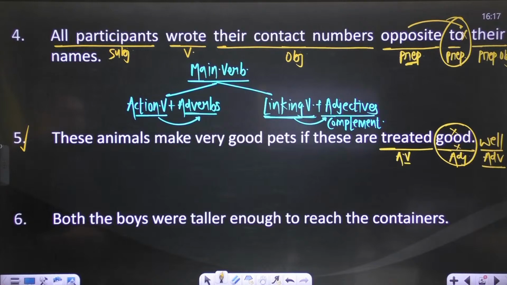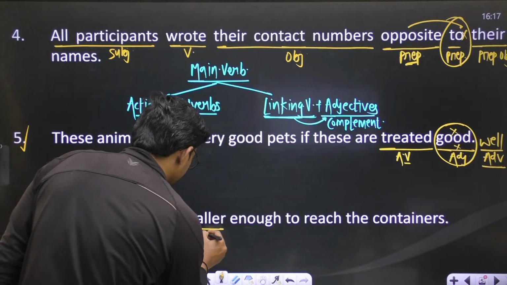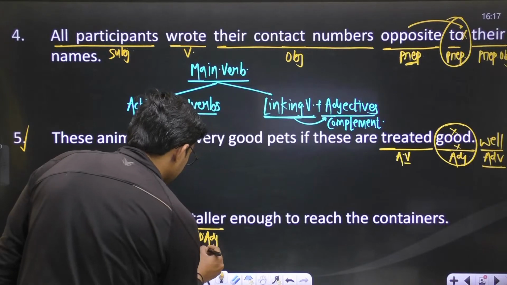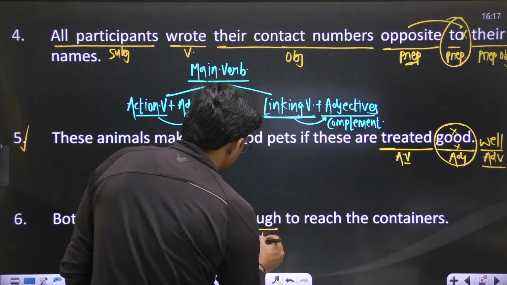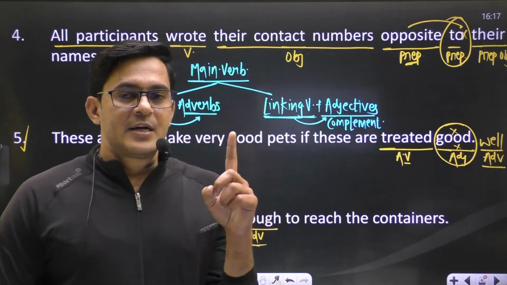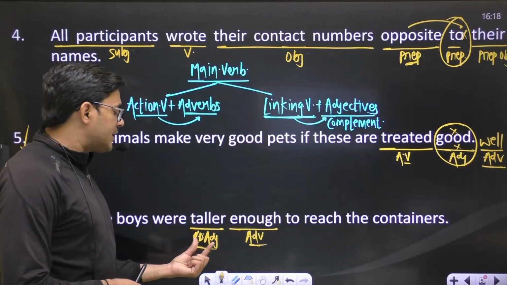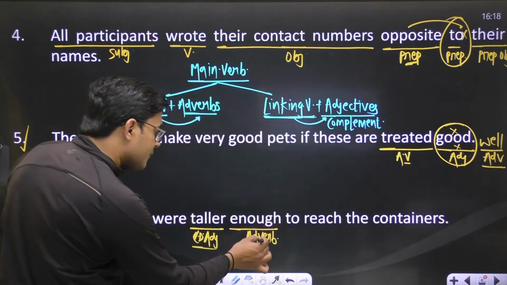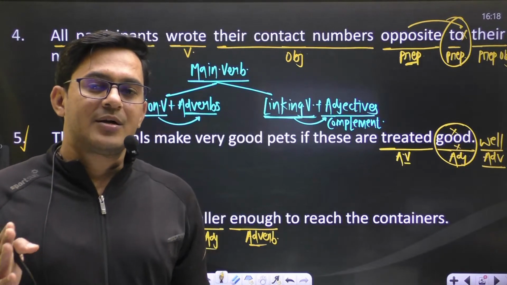Both the boys were taller enough to reach the container. Okay, this word taller is an adjective, and an adjective of comparative degree, right? This word enough is an adverb. Make sure the word enough has two different natures. The word enough is an adjective as well as an adverb. So whenever you get enough after an adjective, it always becomes an adverb, right? And make sure enough is the only adverb in the entire English language which is followed by an adjective of positive degree.